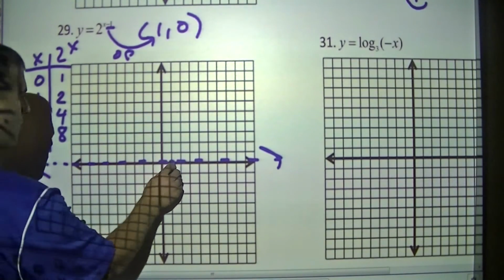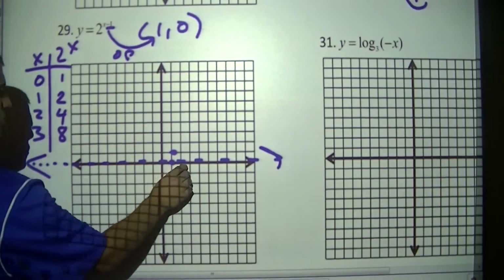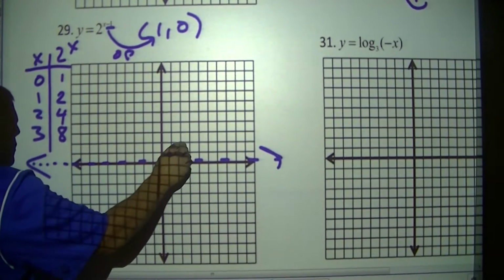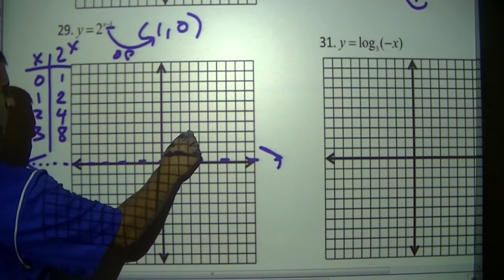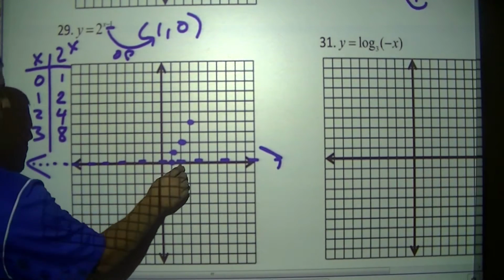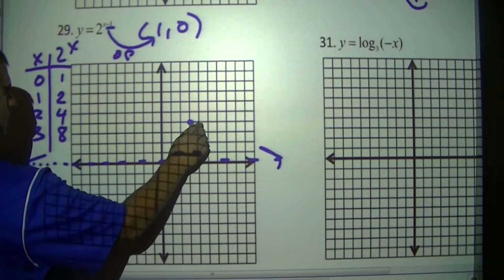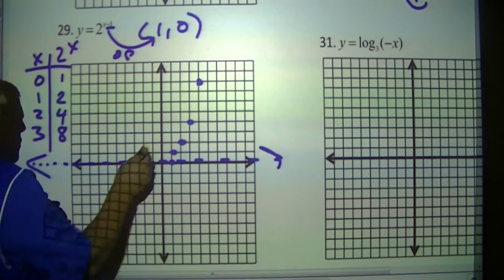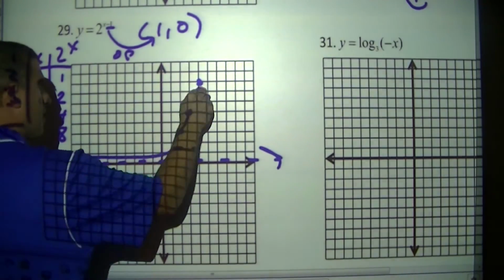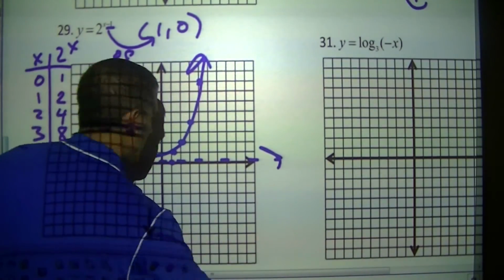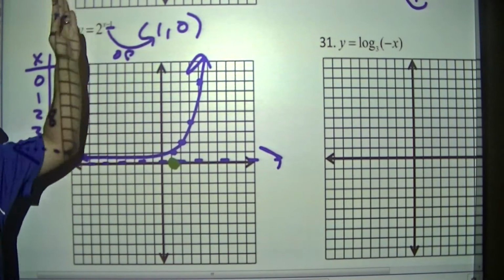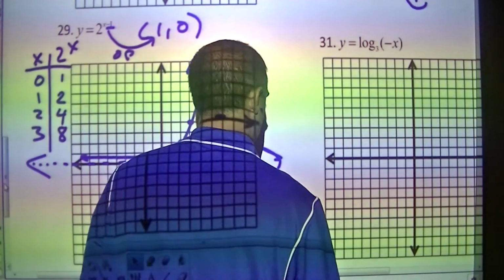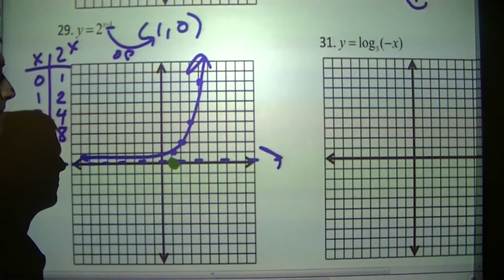So this is 0 over, 1 up. 1 over, 2 up. 2 over, 4 up, counting 1, 2, 3, 4. And 3 over, 8 up, counting 1, 2, 3, 4, 5, 6, 7, 8. That's going to pass through there. Basically, what you should do is your anchor point determines where the asymptote is. Exponential goes through this way, log goes through this way.